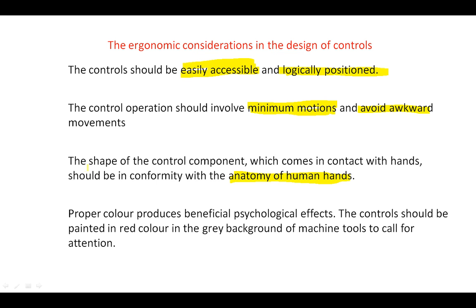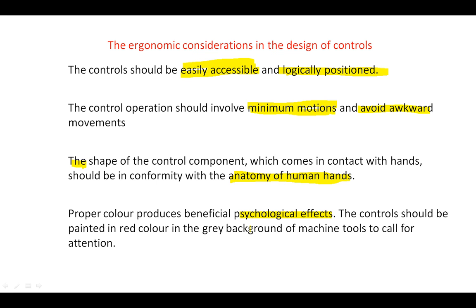So in designing you should always consider the human body's anatomy, what can be done very easily and what a human can't do easily. Okay, so while designing this should be considered. Then the next one is proper color should be used. Okay, because colors give psychological effects to the user.